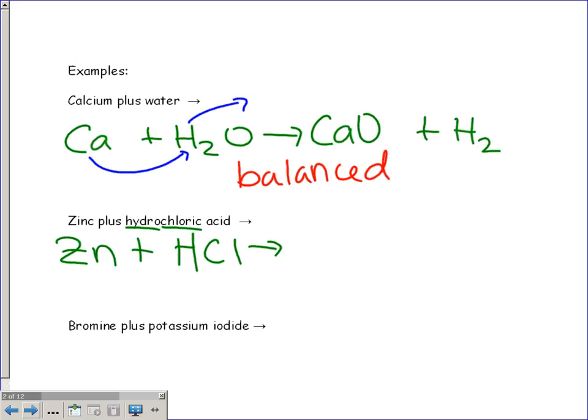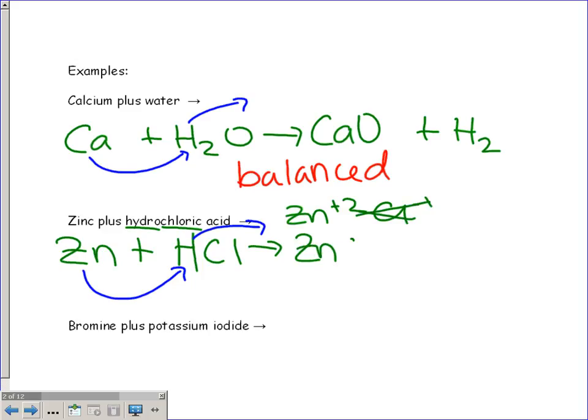So zinc will come in and kick this hydrogen out. So yet again, I will have hydrogen gas as one of my products. We're going to assume that the charge of zinc here is +2. So zinc +2, Cl -1. When those crisscross, I get ZnCl2, and the other product is going to be hydrogen gas, H2. Now remember that H has no subscript here because of the charge of chlorine, but here it's because it's diatomic.